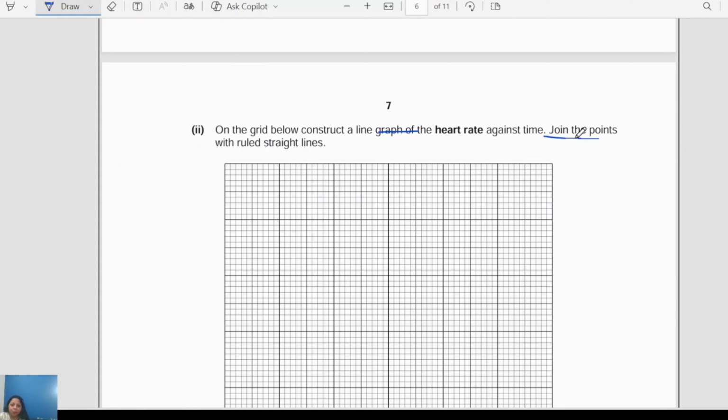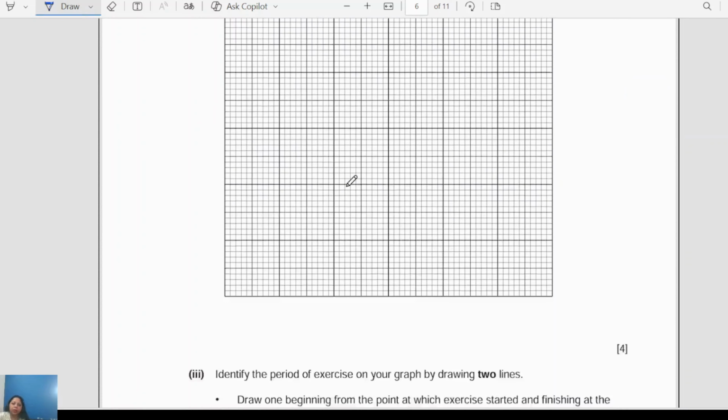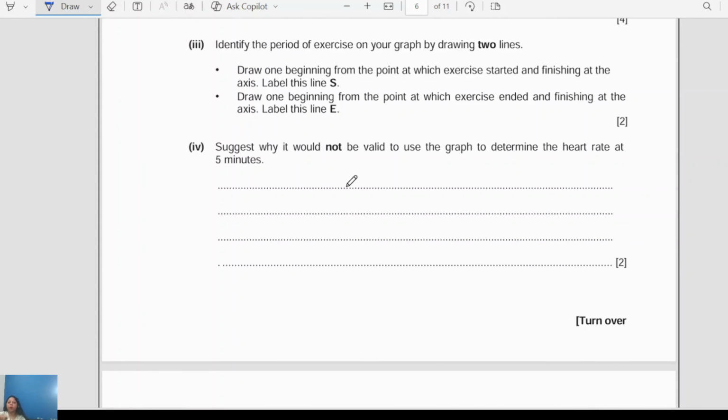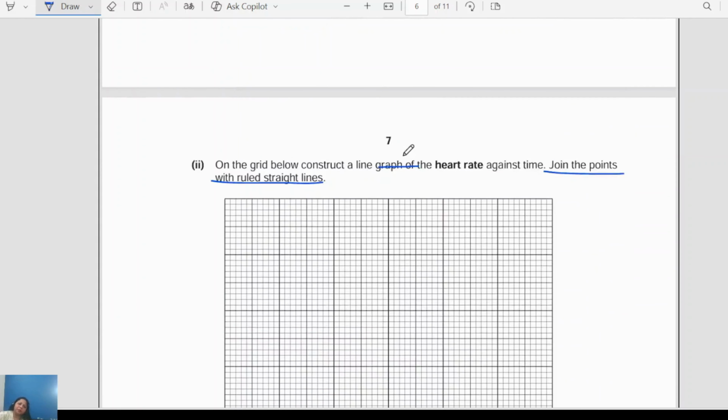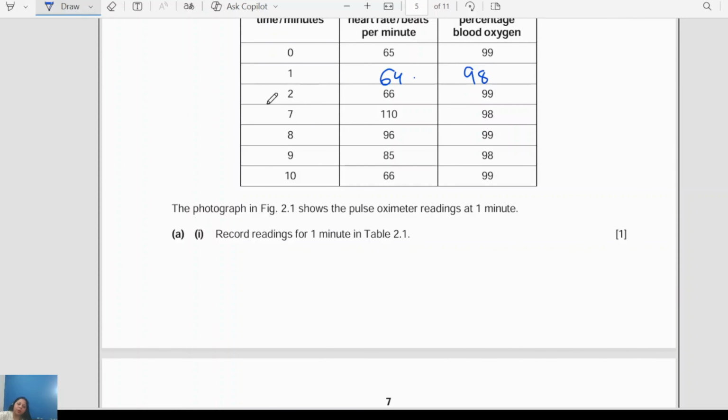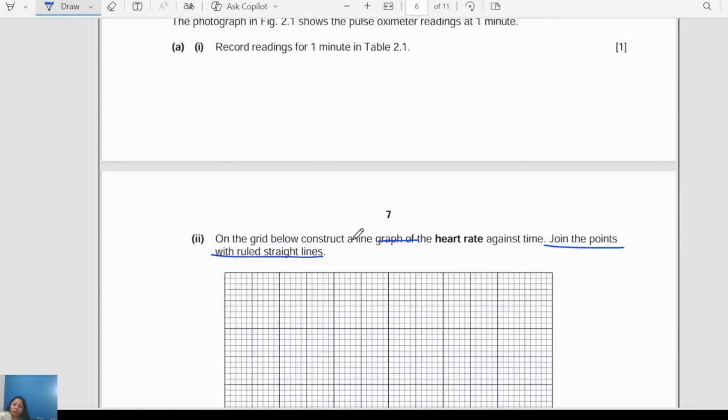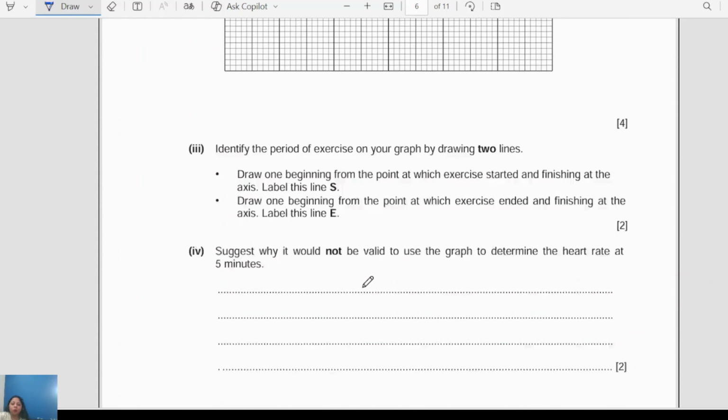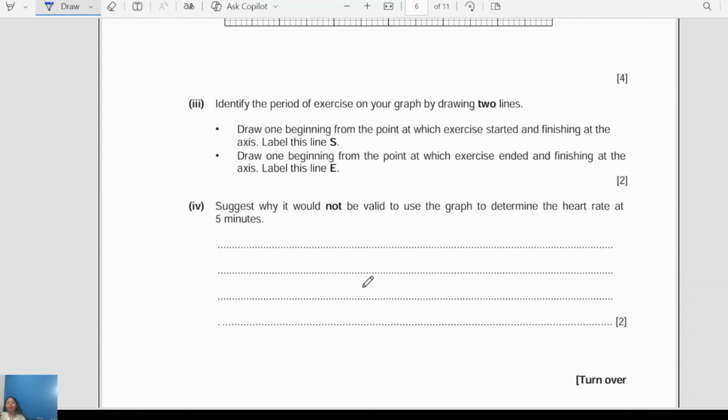So, join the points with straight ruler. Don't make it with your hand. There shouldn't be curved. There should be straight lines. Suggest why it would not be valid to use a graph to determine the heart rate at 5 minutes. Look over here. Between 2 till 7, the mid values are missing. After 2 minutes, they directly jump to 7 minutes. So they are saying why it is not valid to determine the heartbeat rate at 5 minutes.